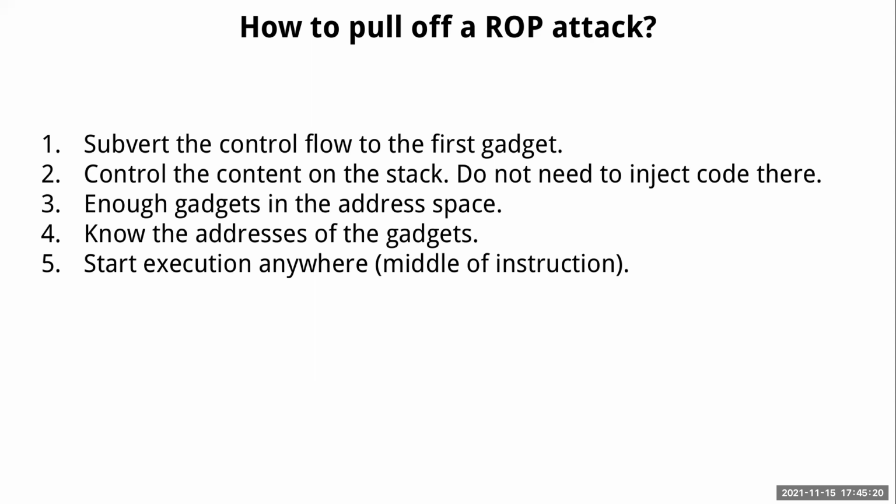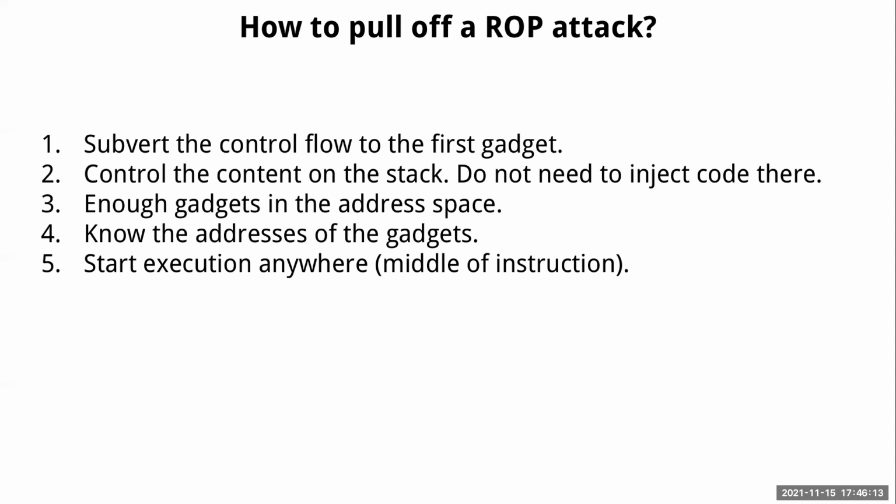What you need to do is, for every attack or class of vulnerabilities, think about what the conditions are to pull off this attack. For example, for this ROP attack, there are at least 5 different conditions, and all of them have to be met for you to pull off this attack. The first one is you need to be able to subvert the control flow, at least to the first gadget. For example, in the vulnerable function we looked at before, you still need to override that return address. After that, things will be easier.